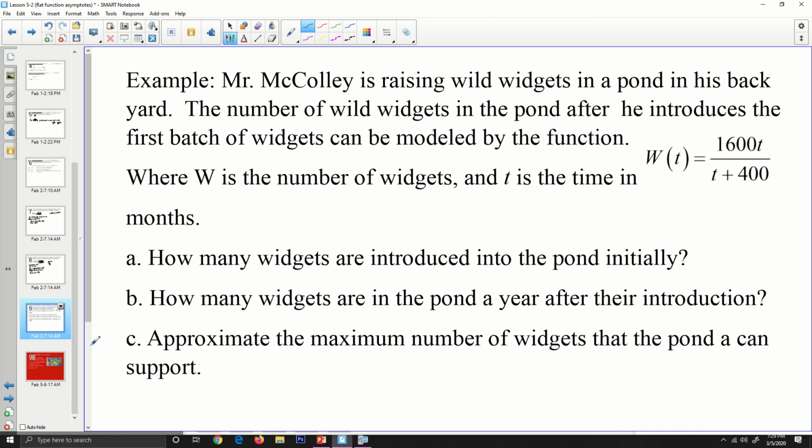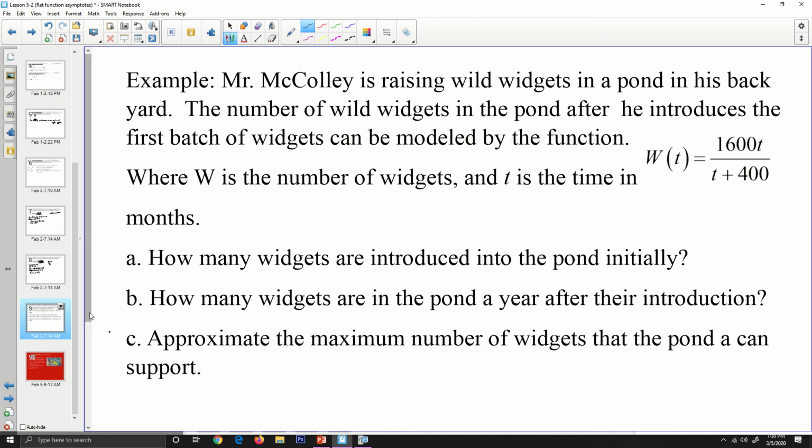All right, let's see here. Another example: Mr. McCully is raising wild widgets in a pond in his backyard. The number of wild widgets in the pond after he introduces the first batch of widgets can be modeled by the function w of t equals 1600t over t plus 400, where w is the number of widgets and t is the time in months. How many widgets are introduced to the pond initially?